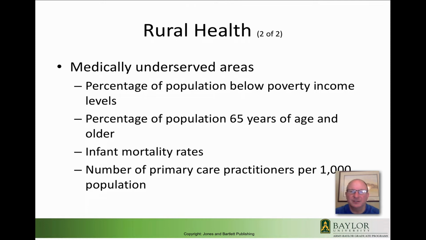So medically underserved areas. What does that mean? There's a set percentage of the population below the poverty income level. On average, rural Americans have a lower income than those in urban areas. Or the percentage of the population 65 years and older oftentimes is pretty big, so the health needs to meet that population. Infant mortality rates are higher in medically underserved areas. And then there's the number of primary care practitioners per 1,000 population. So just like in the military, often we can move physicians and non-physician practitioners around for the needs of the force, even though the population requirements are not always there.